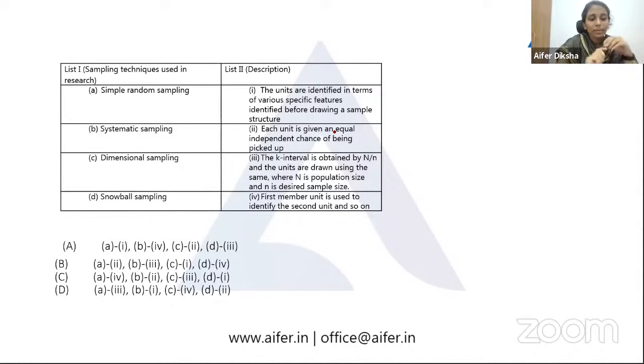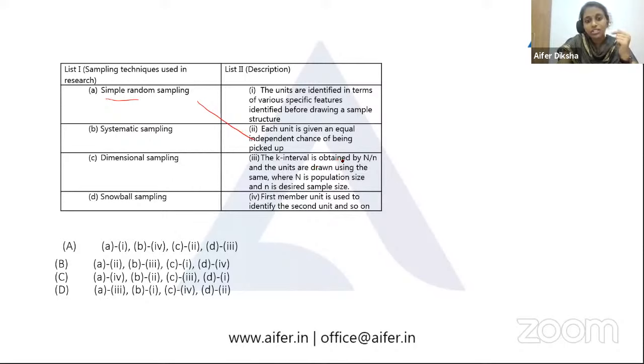Next, we have a match the following question. Please answer it quickly while I'm reading the question. We have, in one column, options like simple random sampling, systematic sampling, dimensional sampling, snowball sampling. And on the other side: the units are identified in terms of various specific features identified before drawing a sample structure. Second one, each unit is given an equal independent chance of being picked. We know easily that it is simple random sampling.